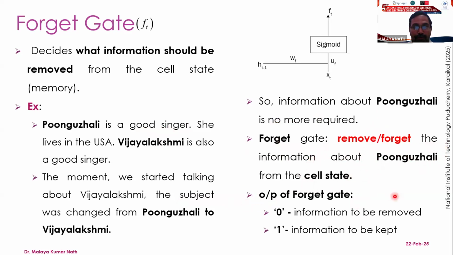Now, what will be the output of the forget gate? The output of the forget gate will be 0 or 1. If it is 0, the information has to be removed. If it is 1, the information has to be kept intact. So how is this possible in the LSTM network with the help of the forget gate? Here we have a weight associated with the input to the hidden state, and another weight, W_F, associated with the previous hidden state. Based on this, we can calculate the output of the forget gate.